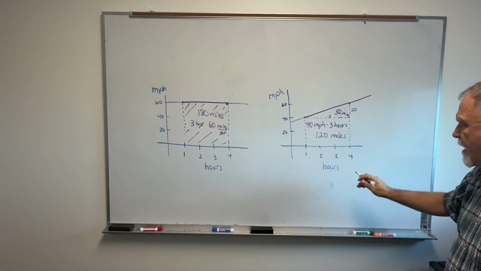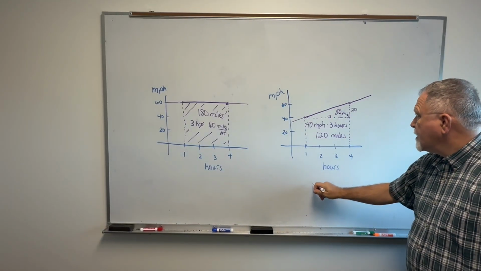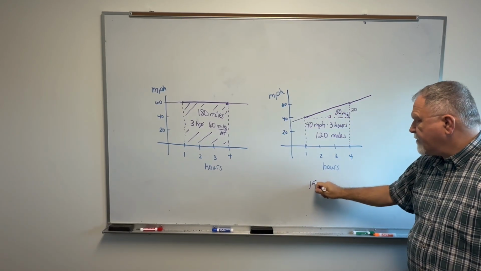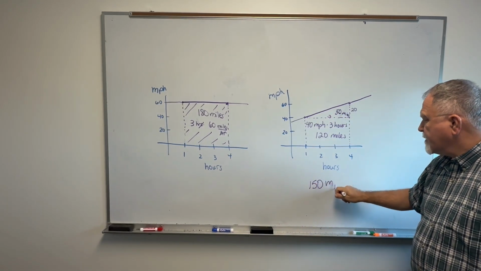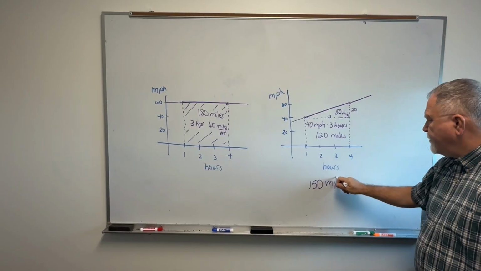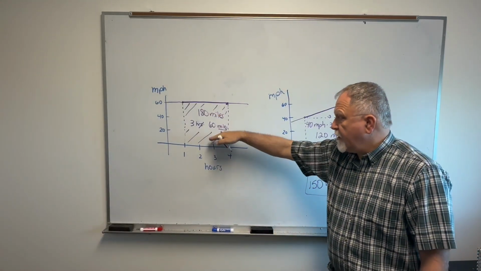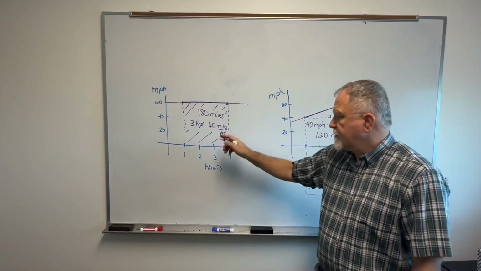So all told, I traveled here on this one 120 miles plus the additional 30. So this one was 150 miles total, if I travel like that. And over here we have, of course, that 180 miles.